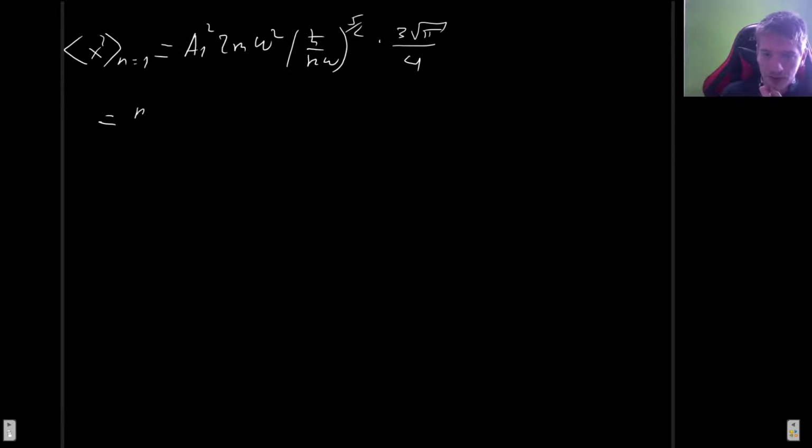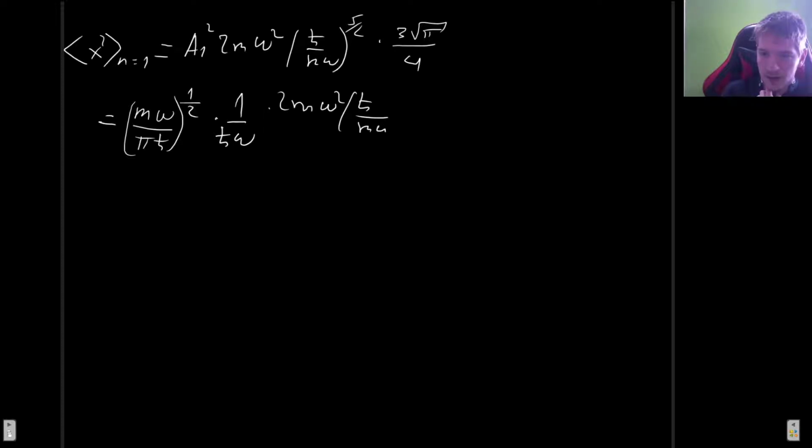So a1 is going to be m omega divided by pi h bar, and this is to the 1/4 power, but it's squared, so it's going to be 1/2, times 1 divided by h bar omega. And now we just put all of this here. So 2m omega squared h bar, m omega to the 5/2 power, 3 square root of pi divided by 4.